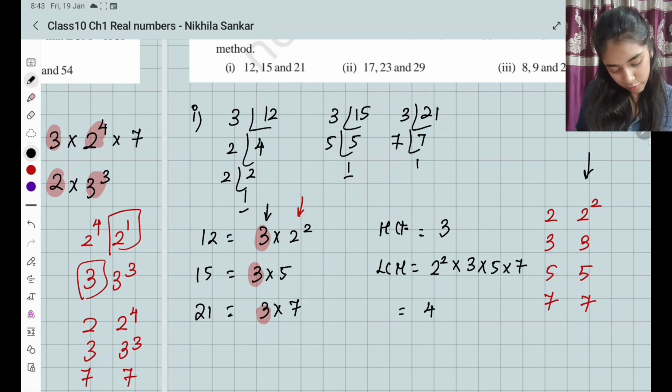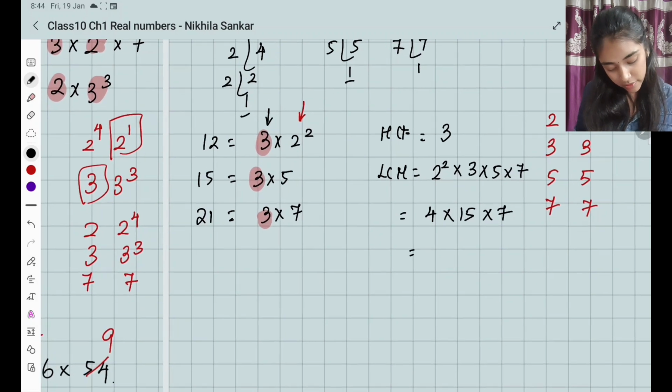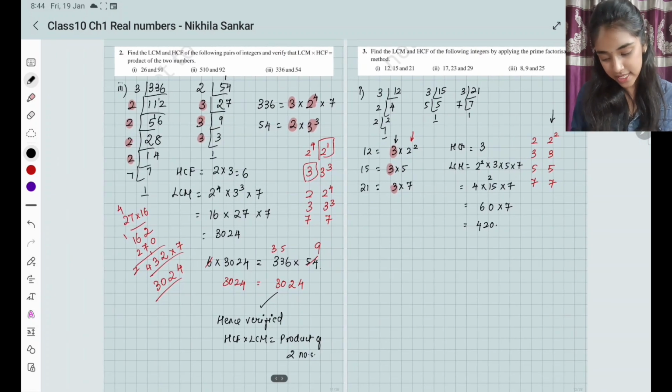So 2 twos are 4, times 5 threes are 15, times 7. So I have 15 fours, which is 60, times 7. 7 sixes are 42, so 420. Okay, so we have found the HCF and the LCM.